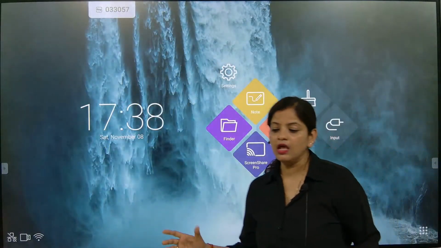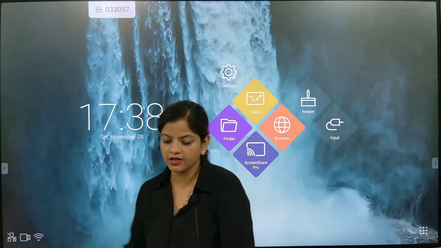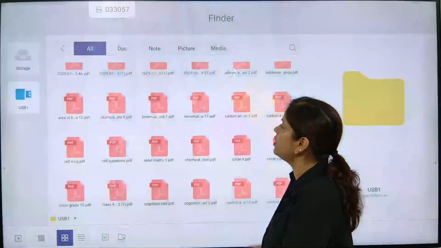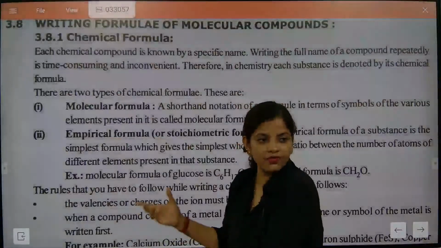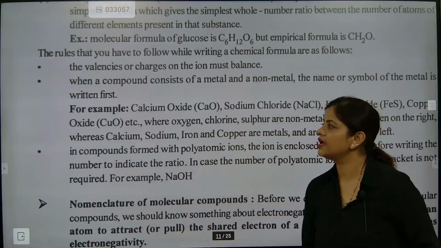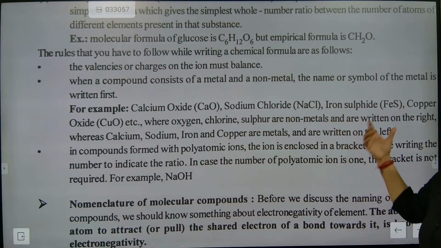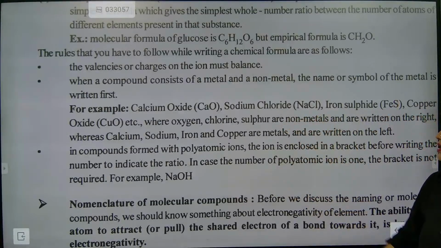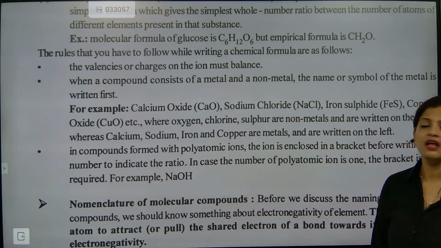Now, did you understand? If you see the video again, the content will become very clear to you. That's my promise. Correct, no? If you see the video again, you will understand everything. So, beta, calcium oxide. Here, sodium chloride and all these are exactly the same. Here, the chemical formula and molecular formula are all the same.